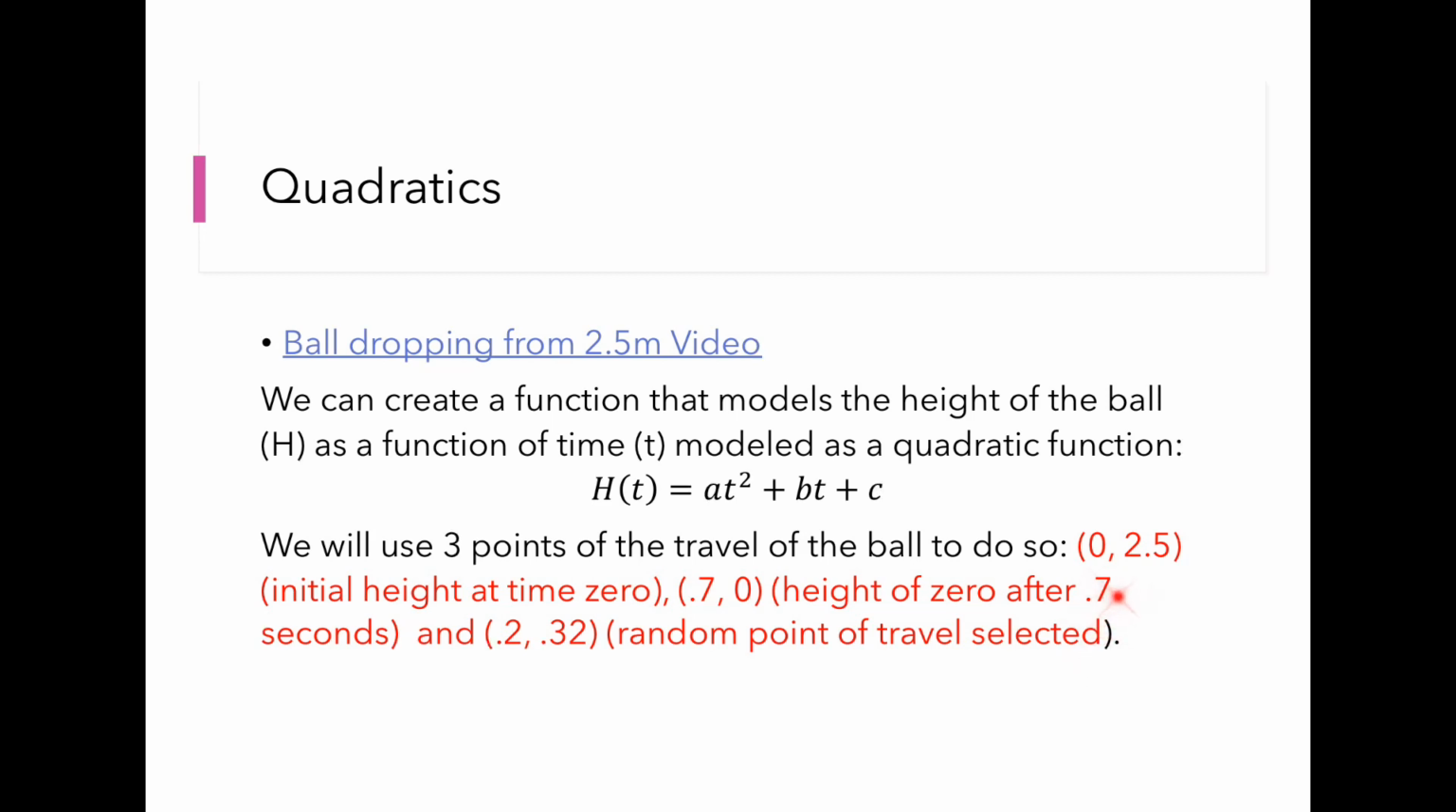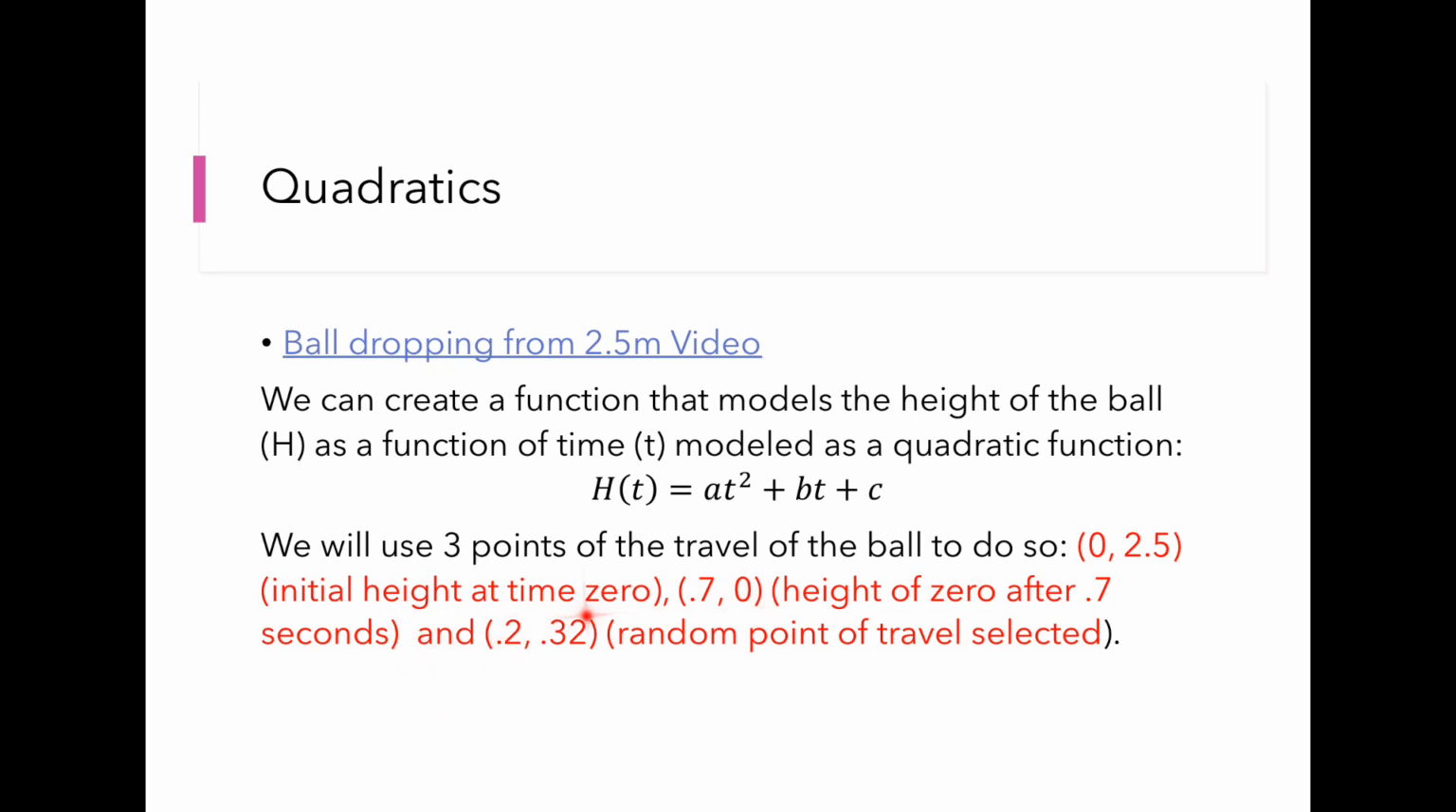Looking at this, a couple of points stand out pretty obviously. The first is the initial point where we started at time equal to 0. Before we drop the ball, it's being dropped from a height of 2.5 meters. So (0, 2.5) is one of the points of this path. The other point would be at the end. When the height was 0, what amount of time had passed? We saw from there that 0.7 seconds had passed before it hit the ground, so it had a height of 0.